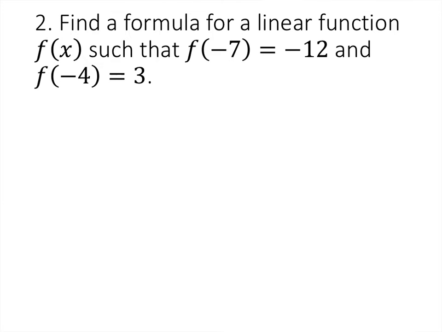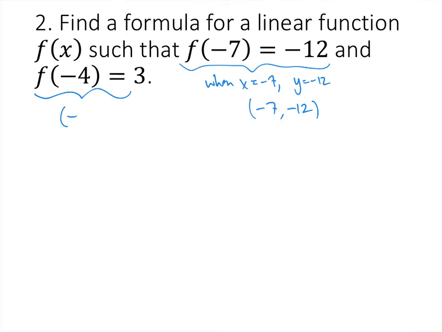Here we want a formula for a linear function such that f of negative 7 is negative 12 and f of negative 4 is 3. So remember that whenever we see an expression like this, f of negative 7 equals negative 12, this means when x is negative 7, y is negative 12. Or in other words, we just have the point negative 7, negative 12. Similarly, f of negative 4 equals 3 tells me that I have a point negative 4, comma 3.